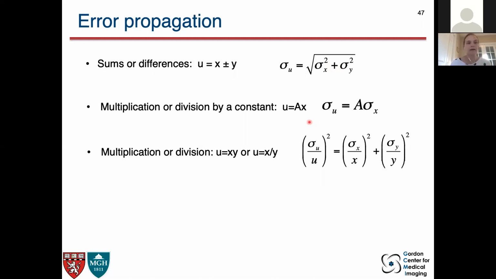Or if we have multiplication or division by a constant, which we would have typically when we calculate the count rate from the number of counts, the uncertainty will propagate like this. And then we can also have multiplication or division, where we would get the relative uncertainties. The squares of the relative uncertainties should be summed to get the square of the relative uncertainty of the final value.